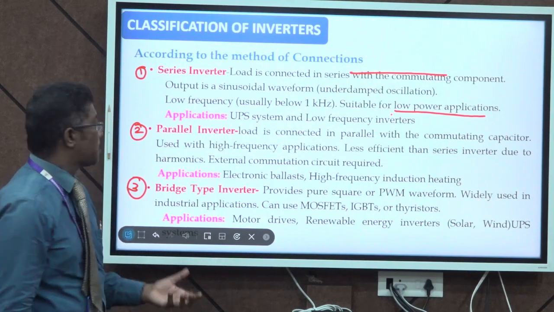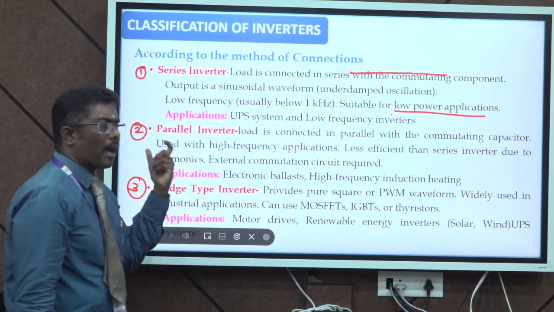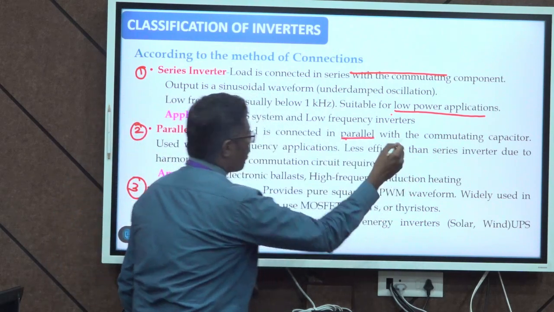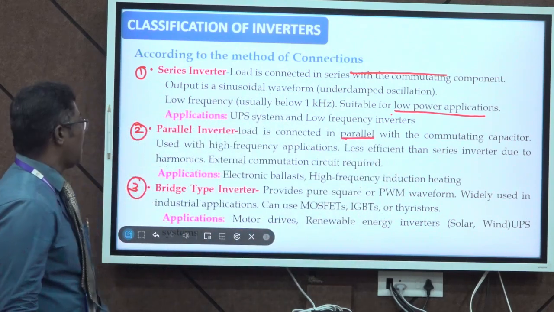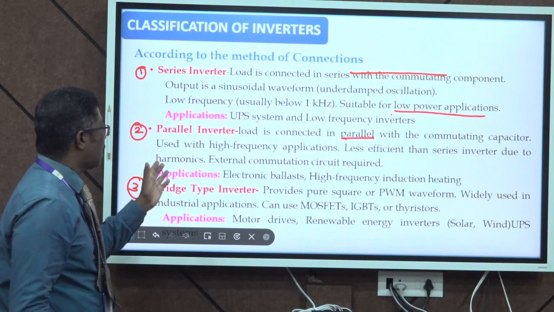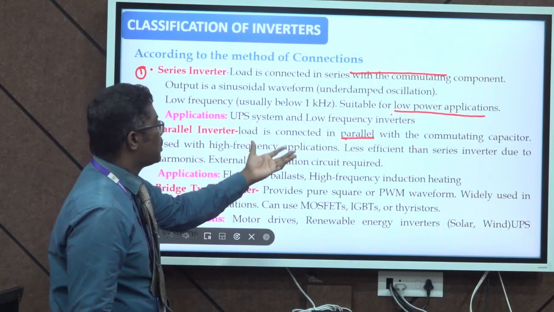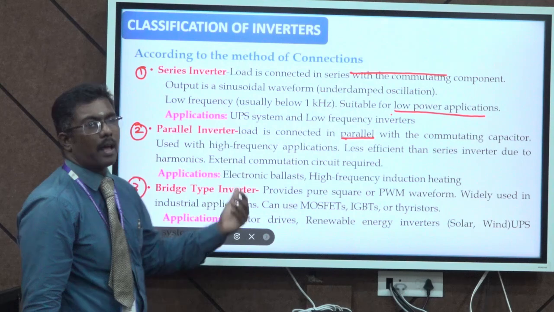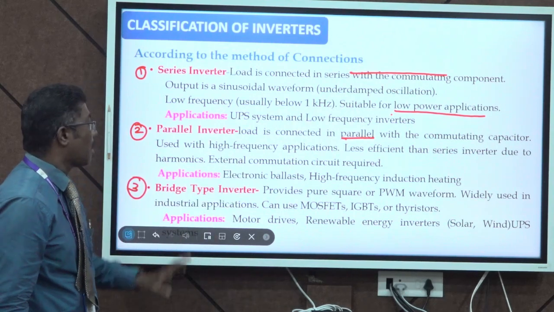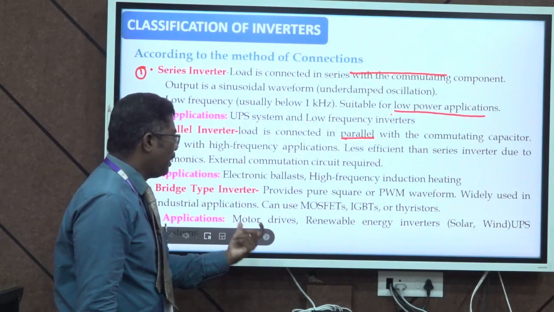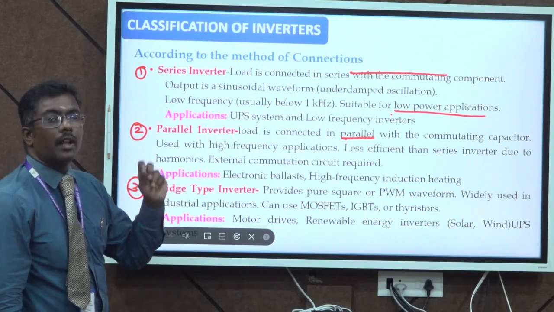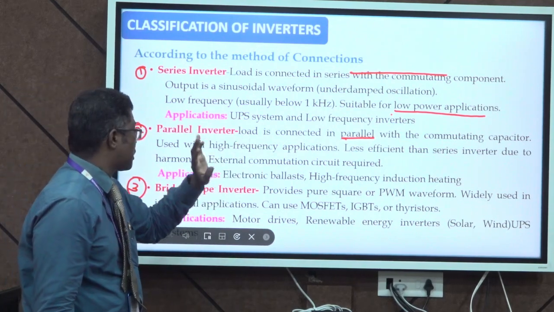The second type is the parallel inverter. In the parallel inverter, the load is connected in parallel with the commutating components, that is L and C. This parallel inverter can be used for high frequency applications. When compared to the series inverter, the parallel inverter is less efficient, and the main drawback is the requirement of external commutation circuits.